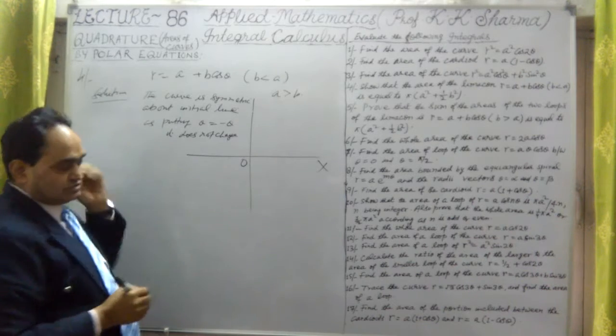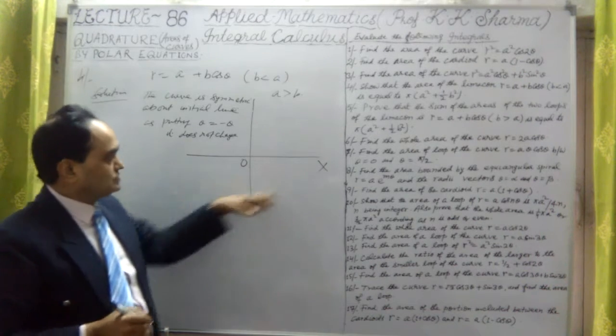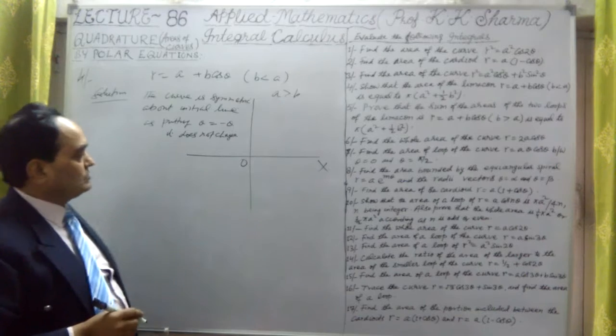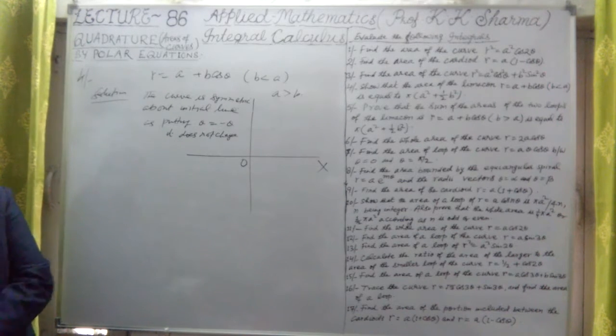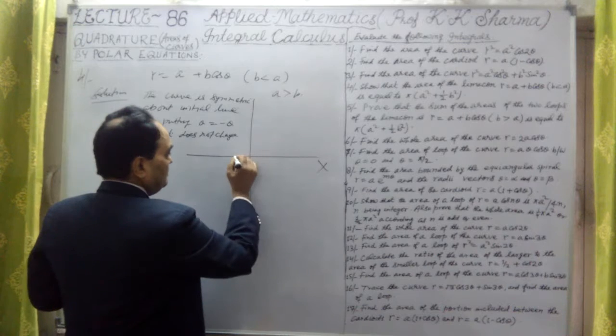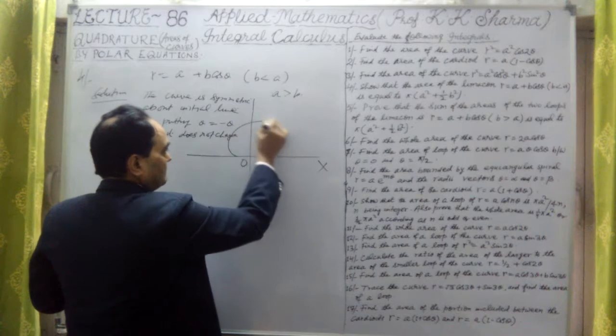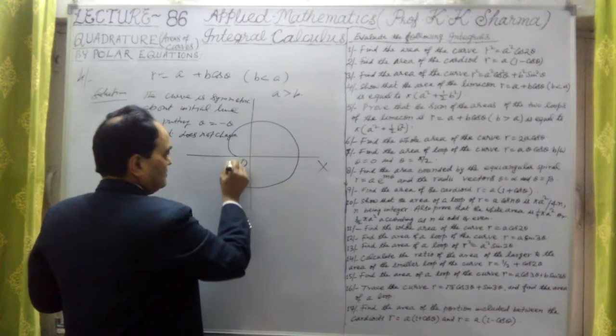So the curve is symmetric about the initial line. This is the initial line. Okay, draw the shape of the curve. Let me draw that shape of the curve now. The shape of the curve is of this kind. Here the curve is of this kind.